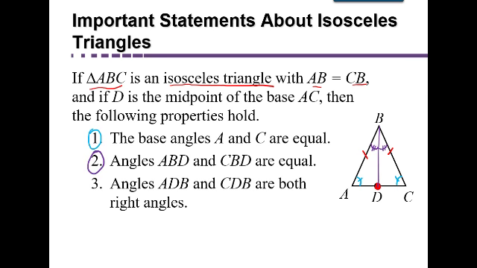So that's item number 2. And then ADB and CDB are both right angles. So ADB is referring to this angle here, and CDB is referring to this angle here. All right, so essentially what we see is that every isosceles triangle is actually a pair of right triangles. More than that, a pair of congruent right triangles.